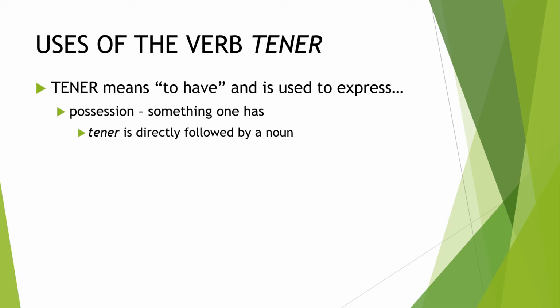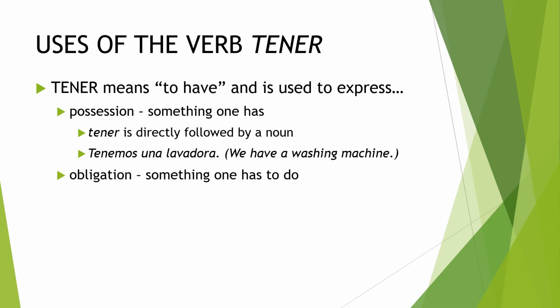So tener with possession, it's used to talk about what someone has, and it's directly followed by a noun. Your example here, make sure you write everything down on the side. The example is tenemos una lavadora. From your vocab, the example is we have a washing machine. Tenemos is the conjugated form of tener, and the noun is una lavadora. Very simple structure to express the possession.